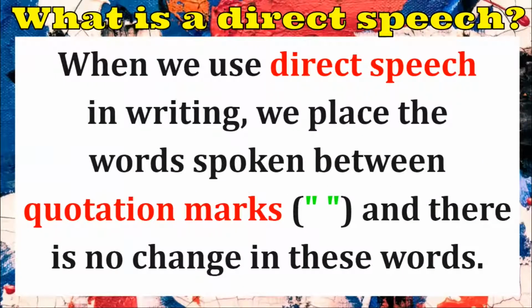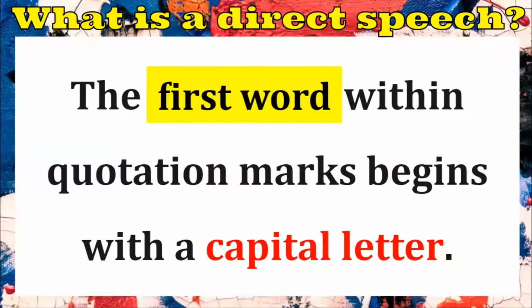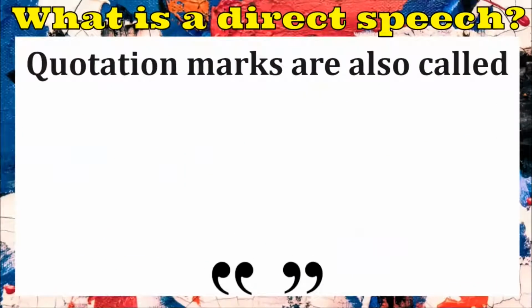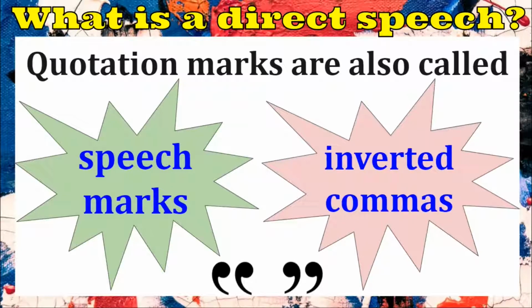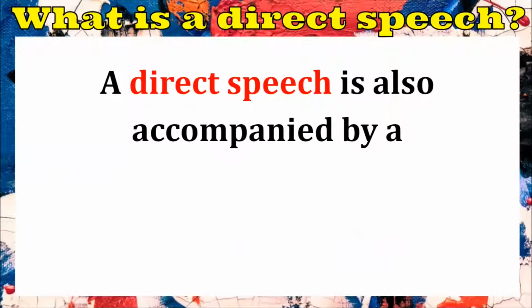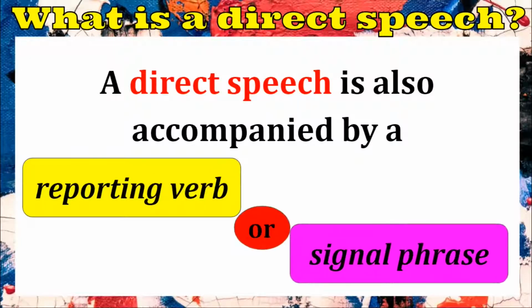When we use direct speech in writing, we place the words spoken between quotation marks, and there is no change in these words. The first word within quotation marks begins with a capital letter. Quotation marks are also called speech marks or inverted commas. A direct speech is also accompanied by a reporting verb or signal phrase.